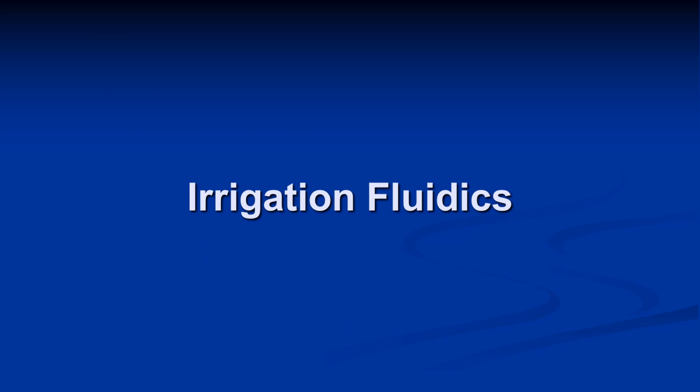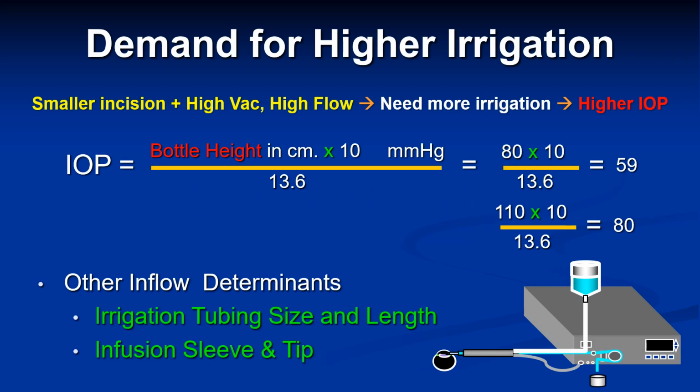In most machines, the irrigation comes from balanced salt solution that hangs at a certain height above the eye. The IOP can be calculated, such as 59 mmHg when the bottle is hung at 80 cm. This created enough inflow in the old days. But modern phaco creates demand for a higher inflow because we are driven towards smaller incisions and are using high vac and high flow. More irrigation means more bottle height and more IOP, which may be as high as 80 mmHg at 110 cm of bottle height.